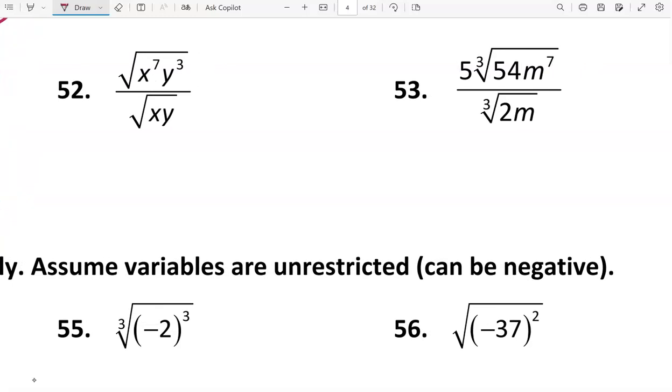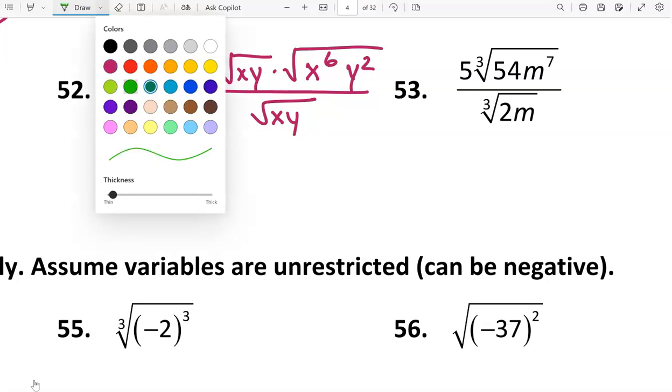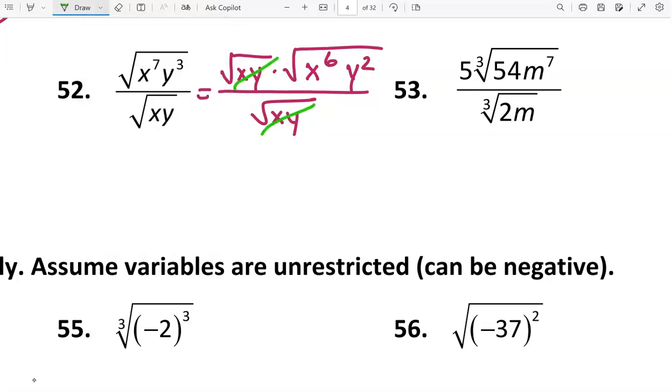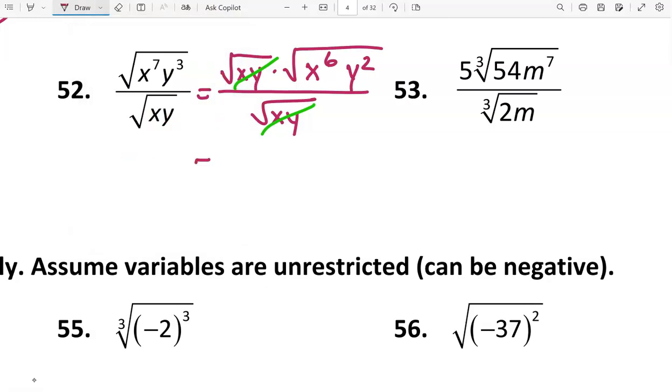In 52, the easiest way to proceed here is to try to factor out a square root of xy. So I'm going to factor out square root of xy, and the leftover factor in the numerator is square root of x to the 6th, y to the 2nd power. And downstairs we have a square root of x times y, and we can cancel those common factors, and now we just have the square root of x to the 6th, y to the 2nd.